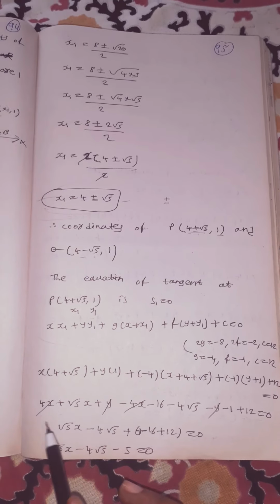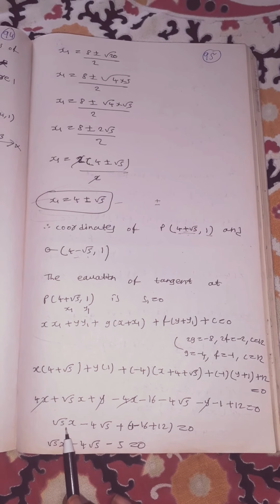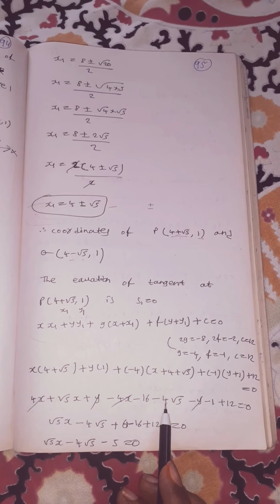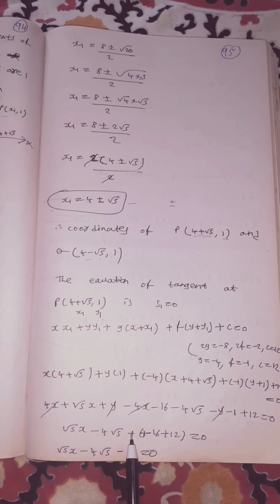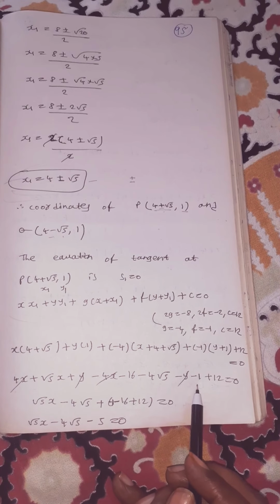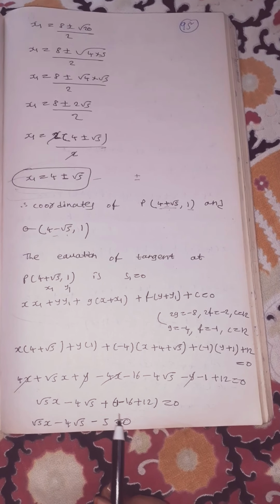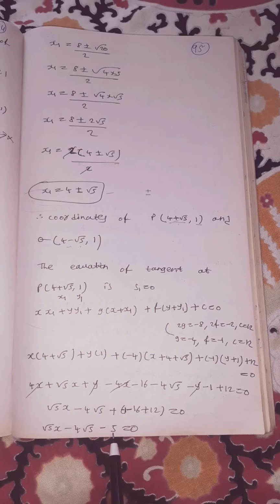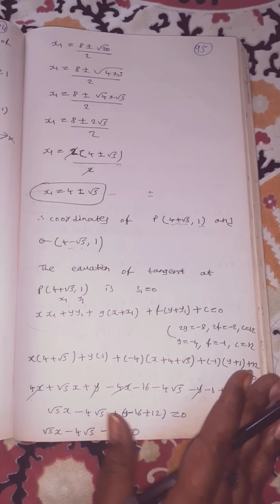So here plus 4x minus 4x cancel, plus y minus y cancel, children. So the remaining terms are root 5x minus 4 root 5 plus, write the constants in one bracket, children. What are the constants? Minus 1 minus 16 plus 12. So minus 16 plus 12 is minus 4, minus 4 minus 1 is minus 5, children. So root 5x minus 4 root 5 minus 5 equal to 0.